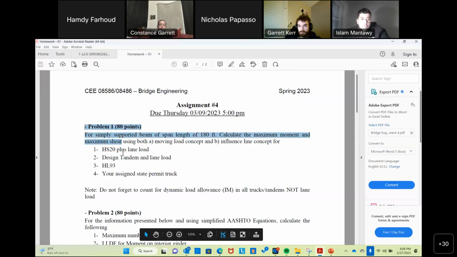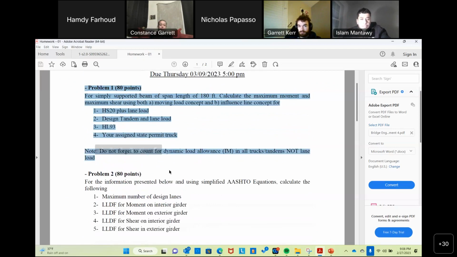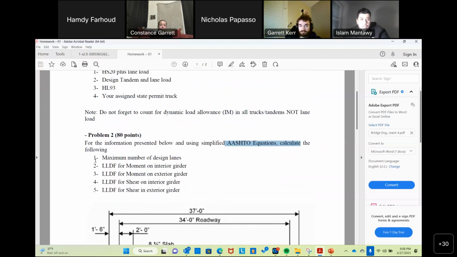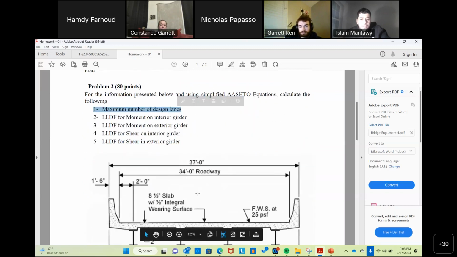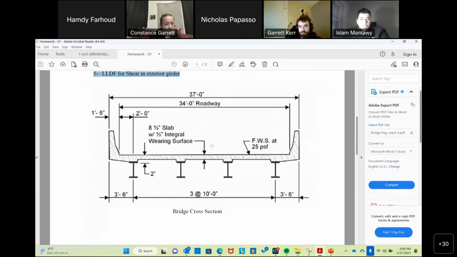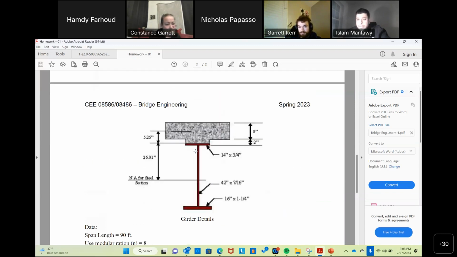Here, this is a problem related to the influence line and moving load concept. The second problem is where I ask you to use the AASHTO equation. First, you calculate how many design lanes for this cross section, and the live load distribution factor for moment, shear, interior, and exterior. And this is your cross section, similar to what we did today. This is the girder detail.